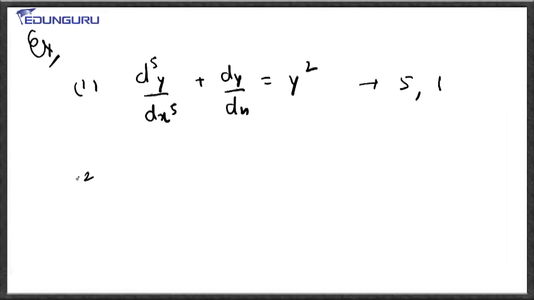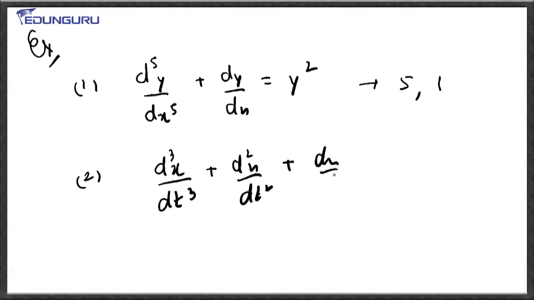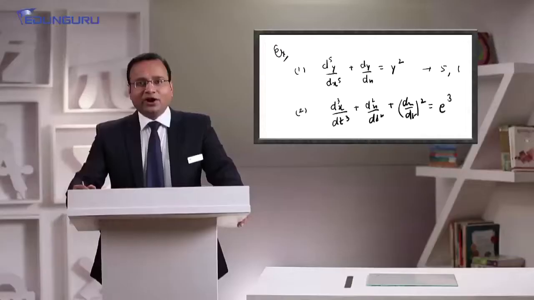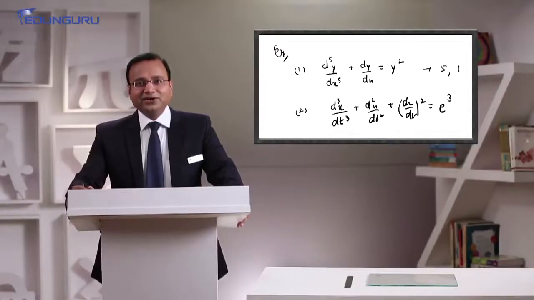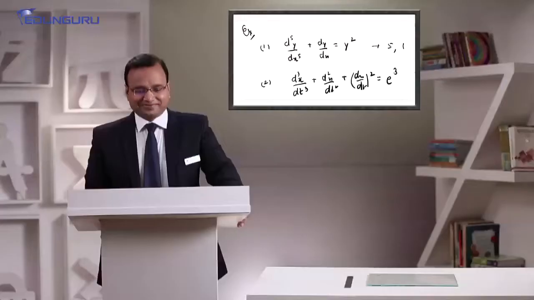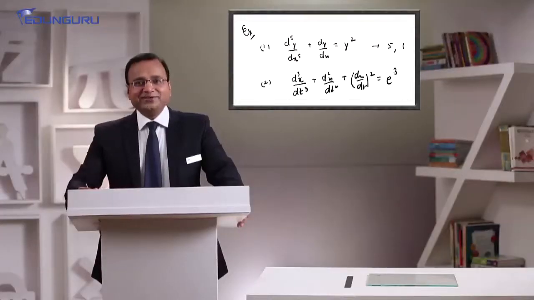Take another one. Suppose my differential equation is d3x dt3 plus d2x dt2 plus dx dt whole square is equal to, let's say, e cube. Now I'll ask Iqbal, what will be the order and the degree of this particular differential equation? Yes, Iqbal? Sir, the order is 3 and degree is 1. So I see that you're getting my point.